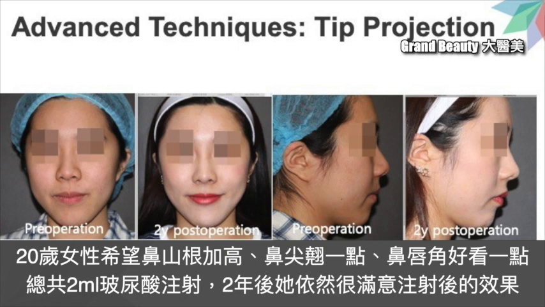This 20-year-old patient presented for a higher dorsum and a better tip definition. So for tip projection increment, a total of 2 cc hyaluronic acid was injected to the dorsum, nasal tip, columella, and posterior nasal spine to increase her dorsum height, tip projection, and rotation. The nasolabial angle was aesthetically more pleasing after the injection as well. She was happy with the result, even 2 years after the operation.